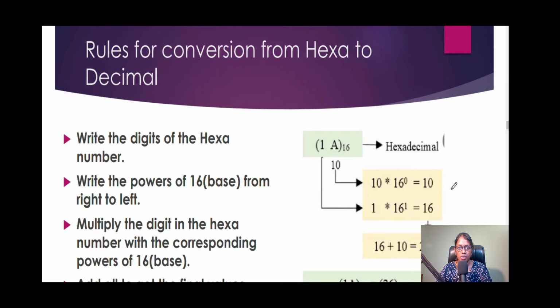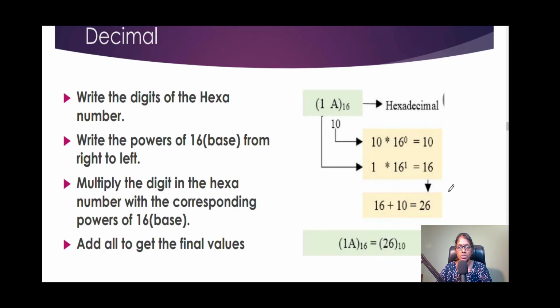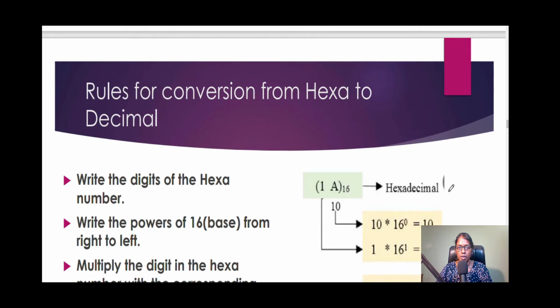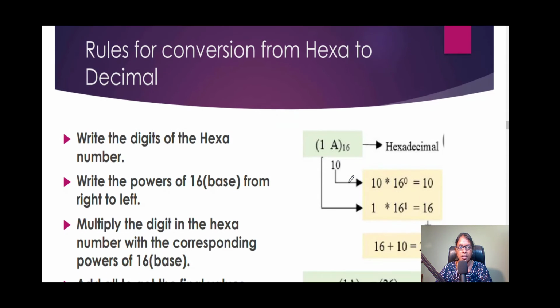Now the rules for conversion from hexa to decimal. We have seen how to convert from binary to decimal and octal to decimal. Now we are going to see the rules for conversion from hexa to decimal. Whatever rules applied before, the same thing applies. Write the digits of the hexa number. They have given the hexa number 1A, base 16.